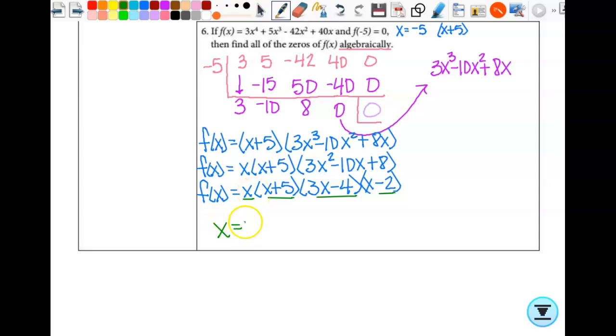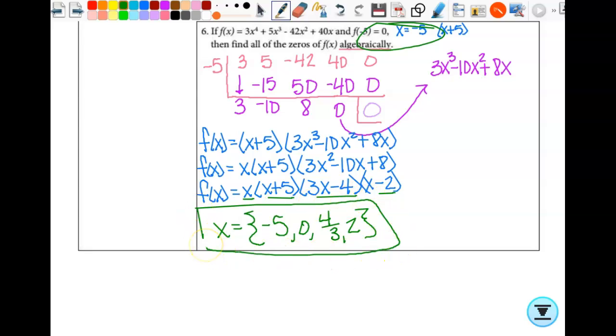So my zeros, what's the smallest one I have? Negative 5. And if I didn't have a negative 5 in there anywhere, shame on me because I knew that from the beginning, right? Then my next one would be 0. Then the next one would be 4 over 3. And then 2. Okay, and so it says, find all the zeros algebraically. So basically I had to show this because that was my algebraic part, but then those are my zeros.